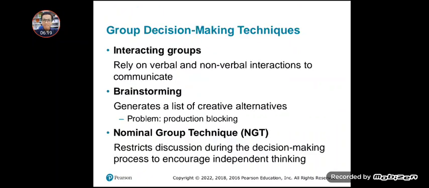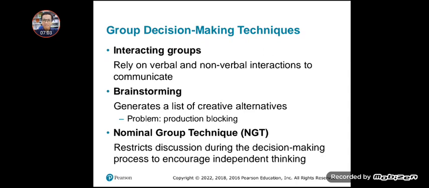Okay, we move on to group decision making techniques. These are among the techniques that I hope you can read by yourselves thoroughly in Robbins' book. Among those decision-making techniques that are always used by groups in working organizations, number one, interacting groups. We rely on verbal and non-verbal interactions to communicate among others. And then we brainstorm. In a brainstorming session, we accept all ideas. No matter if the ideas are crazy, no matter if the ideas are out of this world, no matter if the ideas are accepted or not, we brainstorm.